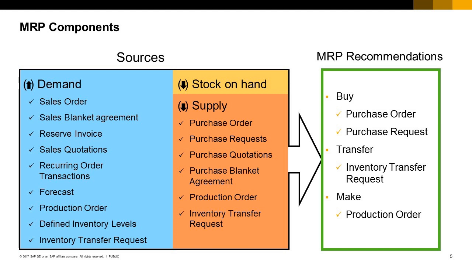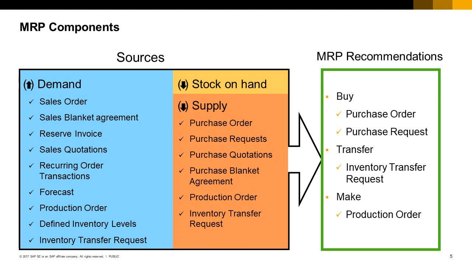Production orders for the child items of a BOM. Defined inventory levels including minimum, maximum, and required inventory levels. And inventory transfer requests for the origin warehouse of planned transfers of the items. To meet the demands, the Wizard looks at the stock on hand, item quantities currently in the warehouse, and expected supply. The expected supply of item quantity is derived from the following optional sources: purchase orders, purchase requests, purchase quotations, and purchase blanket agreements. Production order for the demand of the parent item of the BOM. An inventory transfer request for the target warehouse of planned transfers of the items.